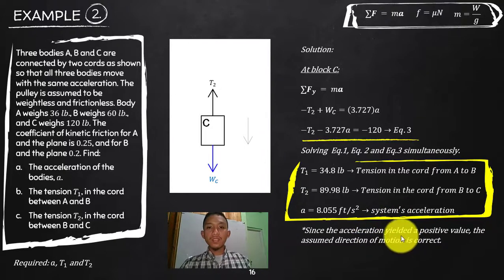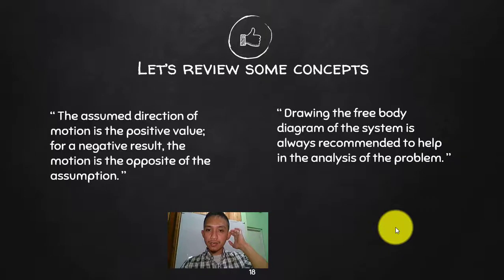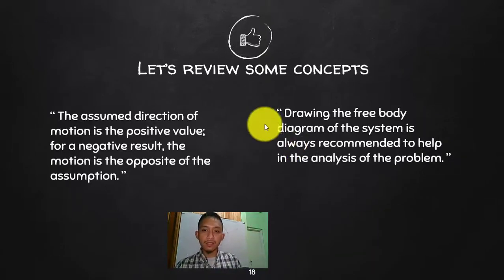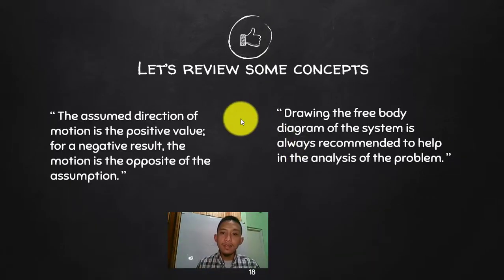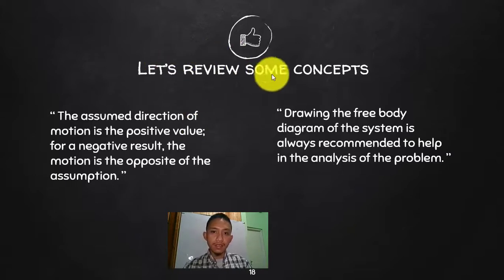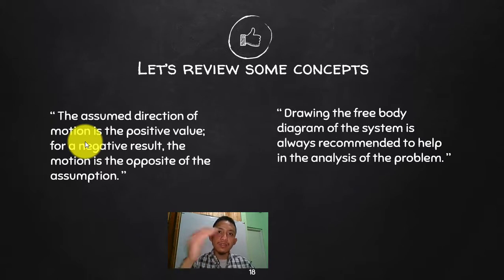If you have any question here, you have an activity of course to be doing. You will try to look at that activity in your module. Okay, so this is the important concept here: the assumed direction of motion. If there is no obvious direction, always assume, and that assumption is always the positive value. If your answer is negative, that only means your assumption is wrong, but your value is still the same.